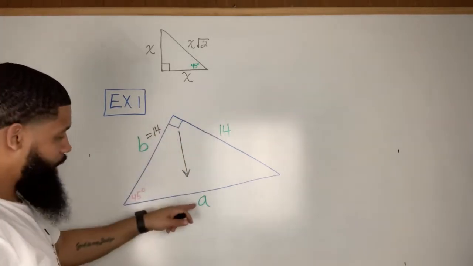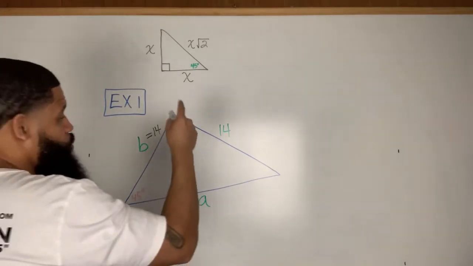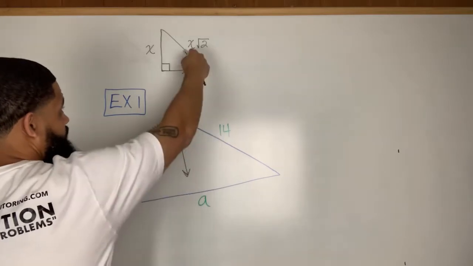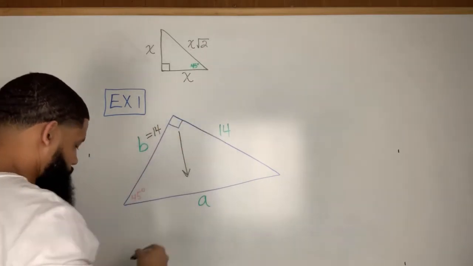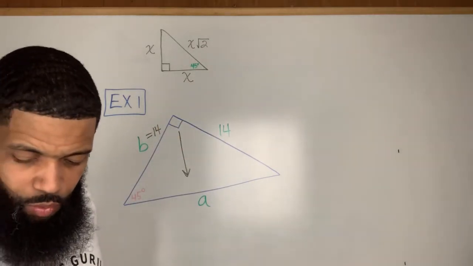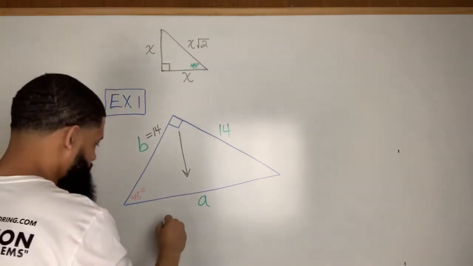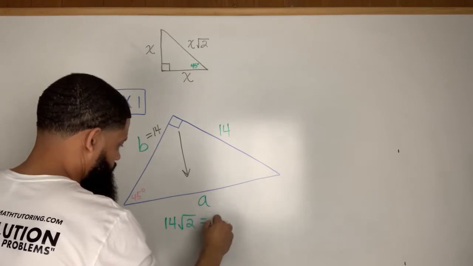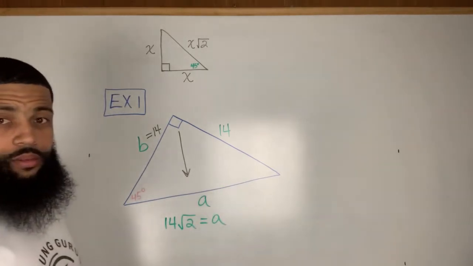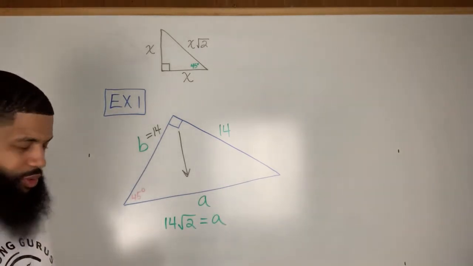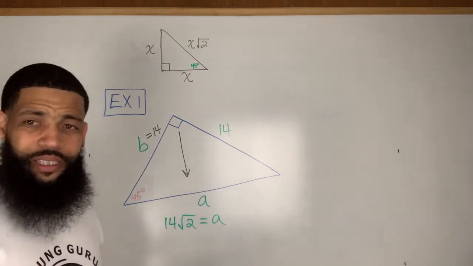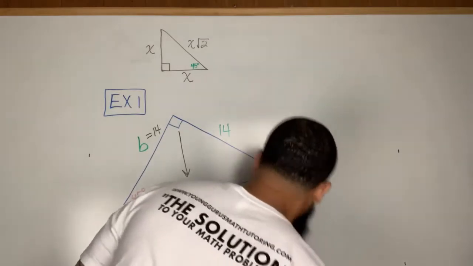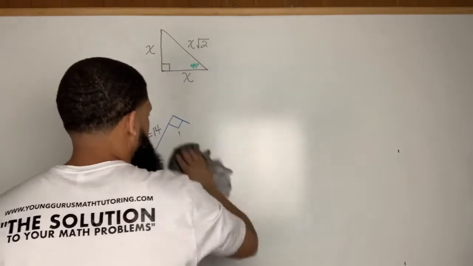Now, in order to get A, I have to take the value of the leg and multiply it by the square root of 2. So if I want to get A, I'm going to say 14 times the square root of 2 equals A. That's the first one, a rather simple example, but we're going to get into some a little more tedious.